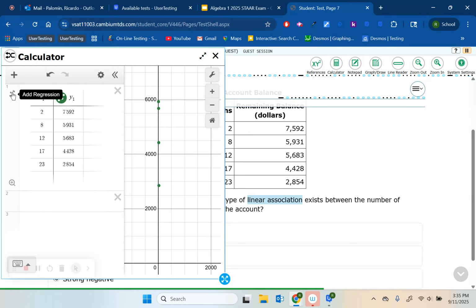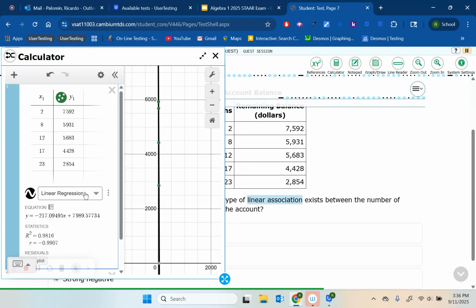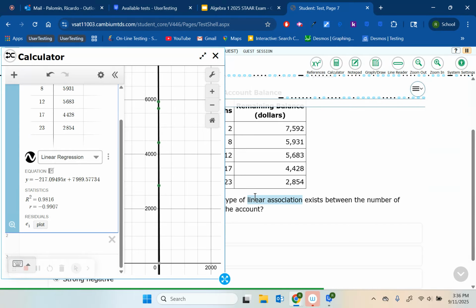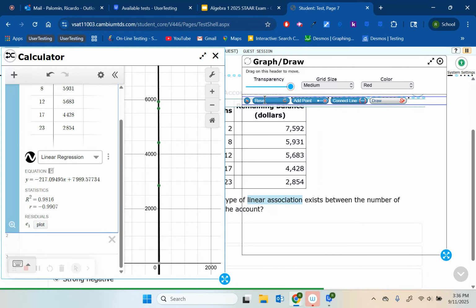But one thing I can do is start using this add regression component. And it says here linear regression. I got linear association. I got linear regression. Here's my equation. And this is everything. So I'll come back to my graph paper. I'm going to reset everything. Let's change the color. Let's change it to blue.